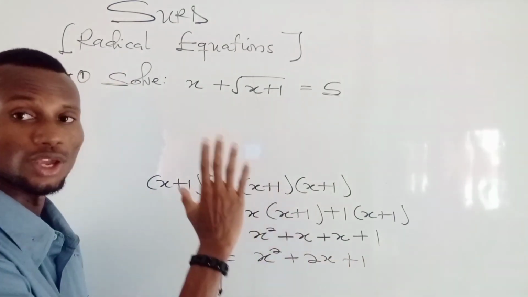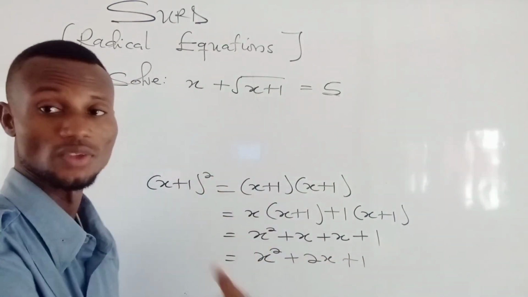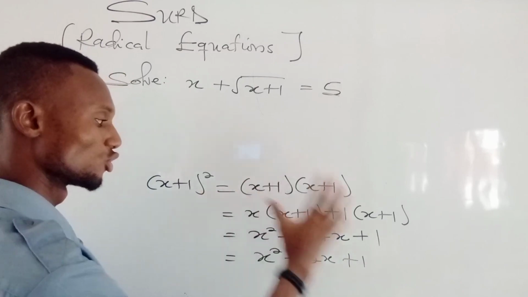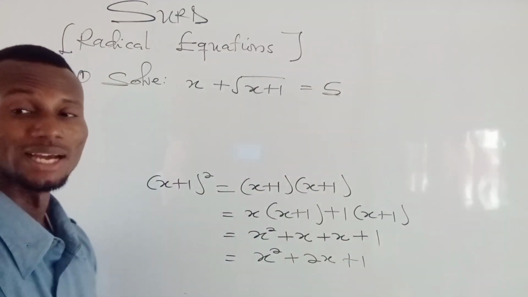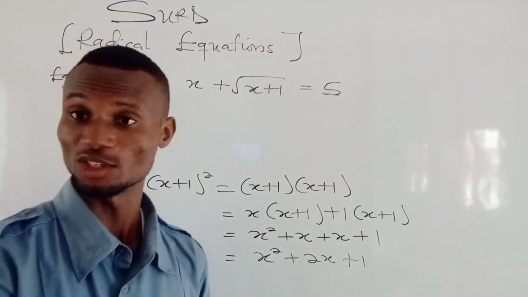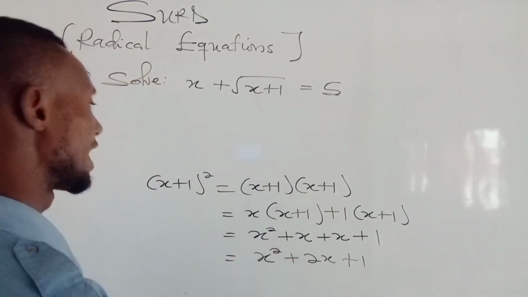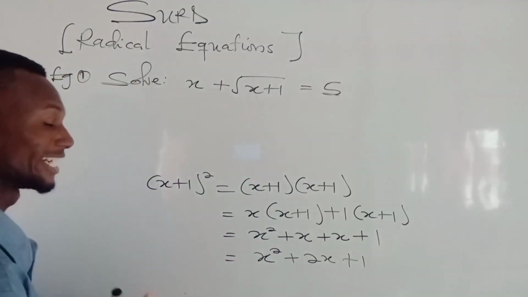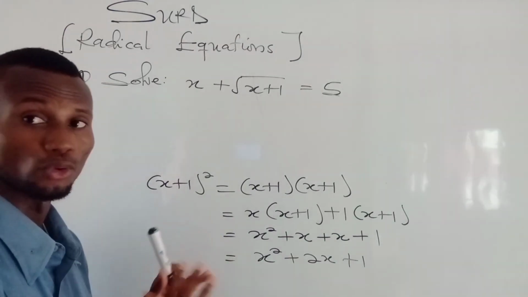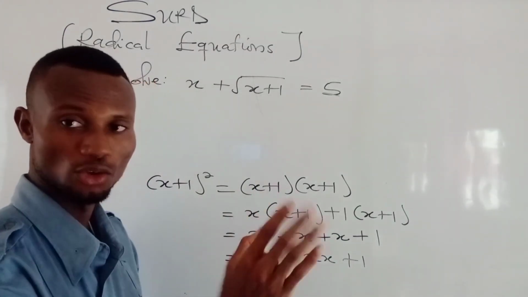So we went through the multiplication of two binomials approach to be able to simplify. But there's a short way that I want to teach you. That short way goes like this. Please follow closely. It's very simple, but follow the process so that you don't get confused.